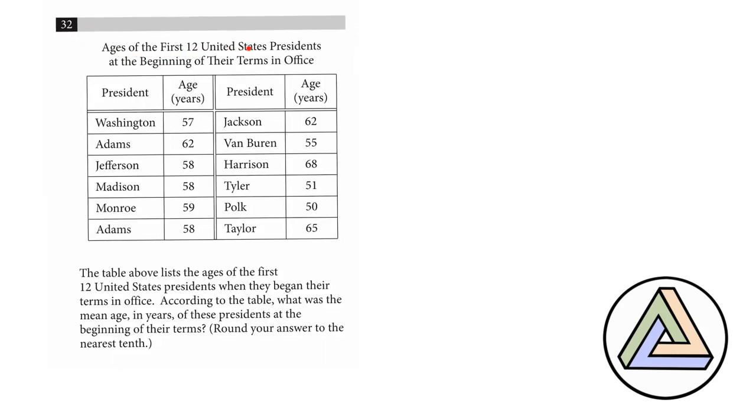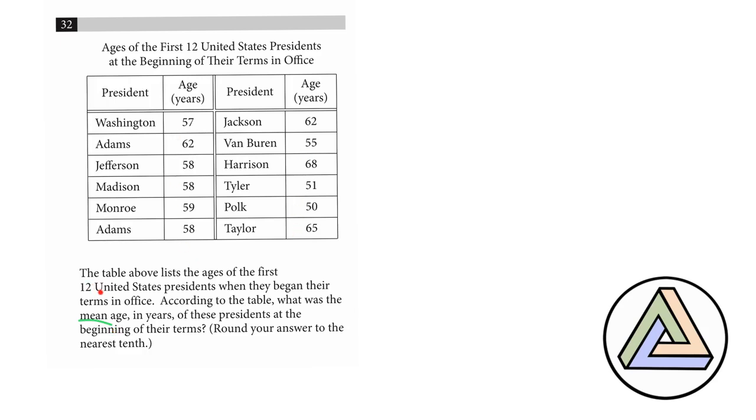Ages of the first 12 United States presidents at the beginning of their terms in office. Cool. The table above lists the ages of the first 12 when they began their terms in office. According to the table, what was the mean age in years of the presidents at the beginning of their terms? That's super easy. You just add it all. The mean, right? The mean age. What's the average? So you just average all this, right?